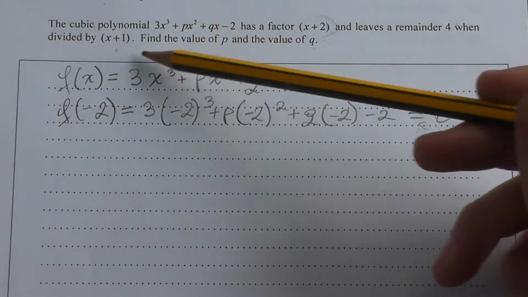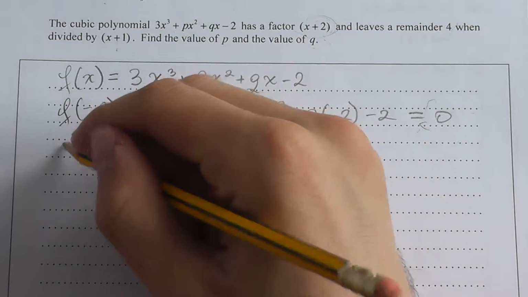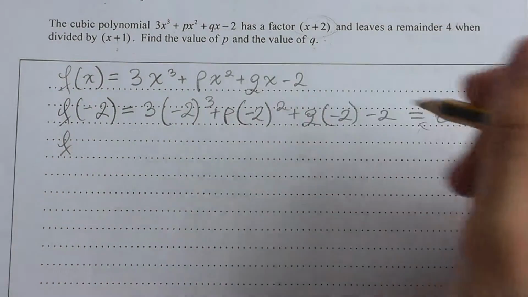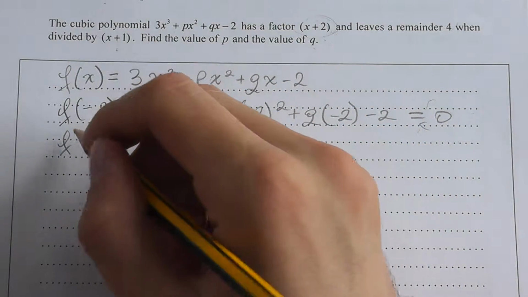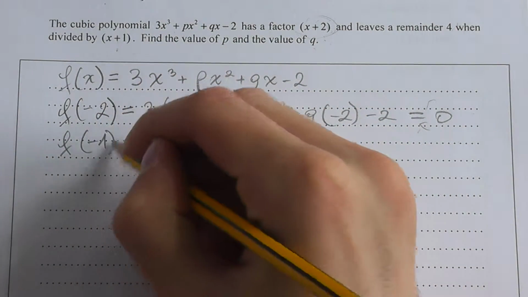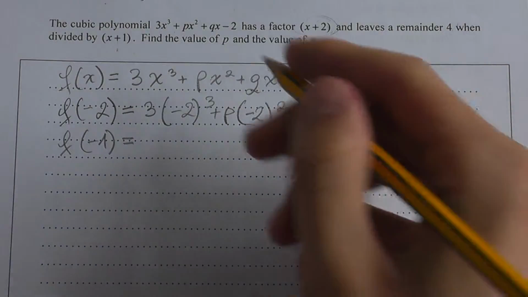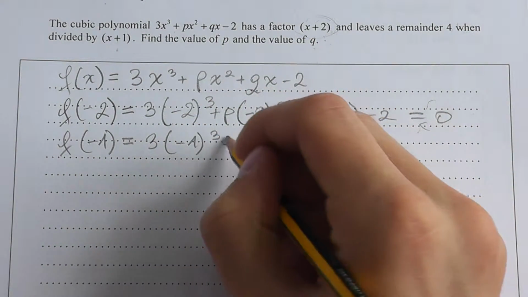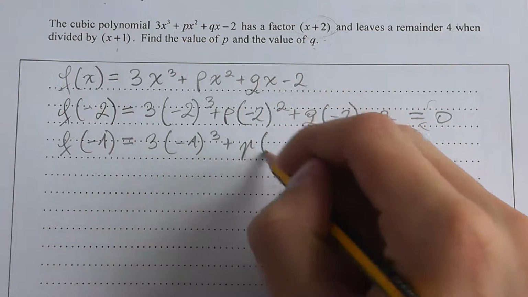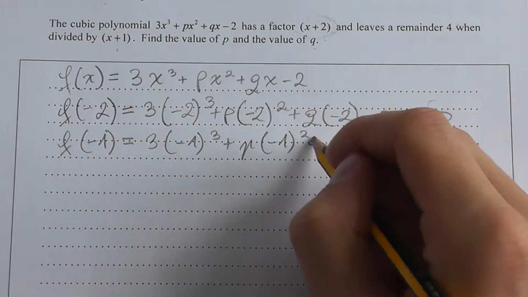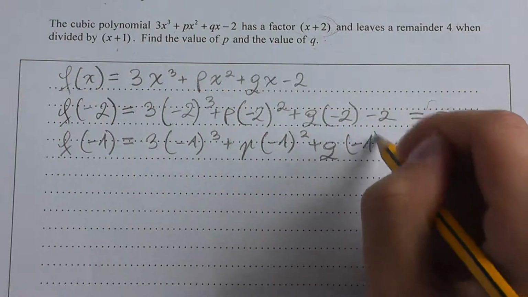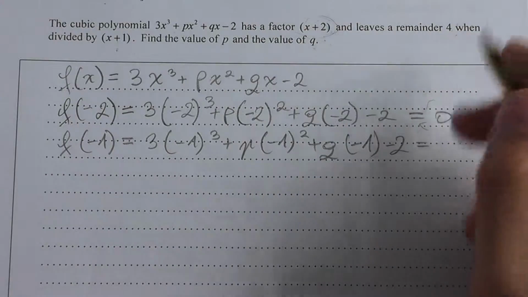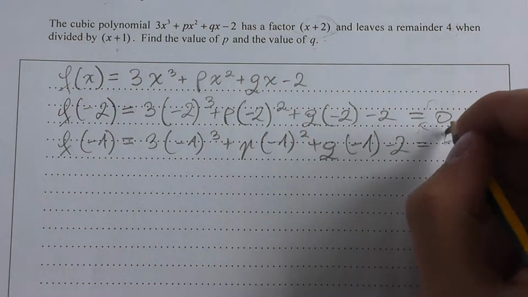Now we also use this piece of information to get two equations which we can then solve. Two equations, two unknowns. So f of minus 1 is then going to be equal to 3 times minus 1 cubed plus p times minus 1 squared plus q times minus 1 minus 2, and this then is going to have to be equal to 4, because that's the remainder left.